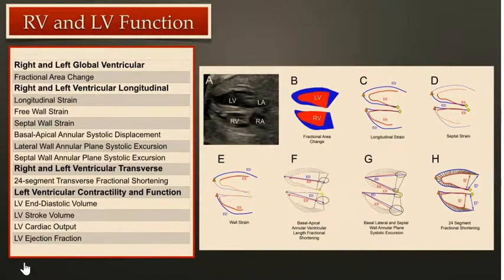In addition, measurements of right and left ventricular function can be computed. The entire process, once the four-chamber view is obtained, takes less than 3 minutes to complete these measurements.